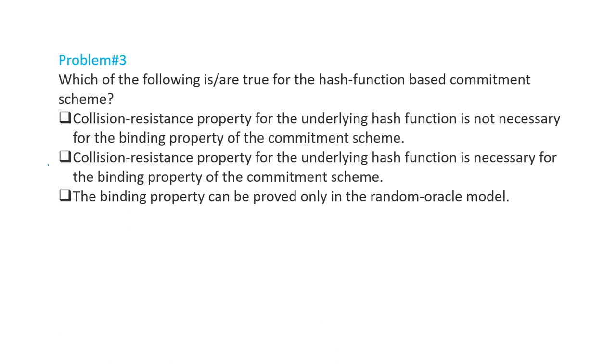Next, which of the following is or are true for the hash function based commitment scheme? Collision resistance property for the underlying hash function is not necessary for the binding property of the commitment scheme. Next statement says that the collision resistance property for the underlying hash function is necessary for the binding property of the commitment scheme. And finally, the binding property can be proved only in the random oracle model. Okay, so would anyone like to answer?